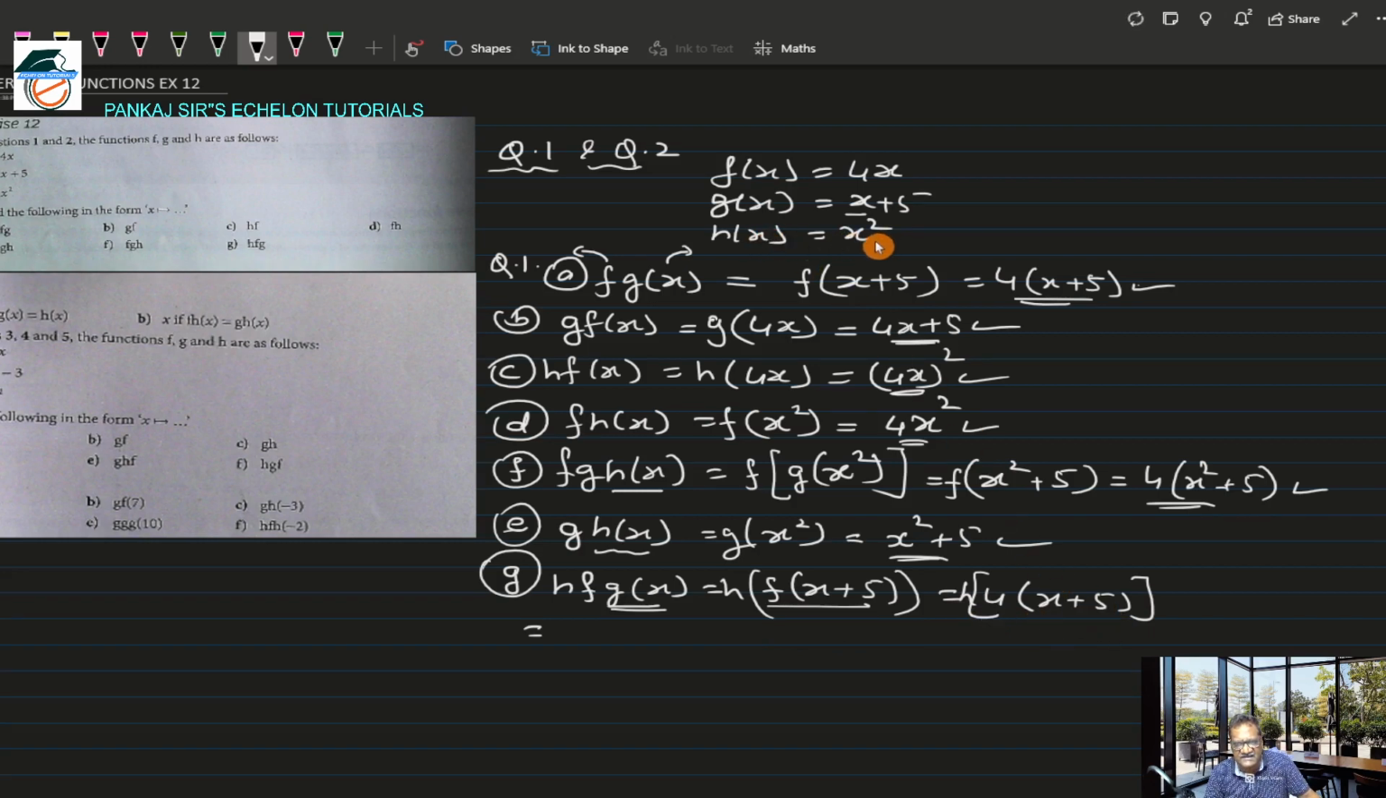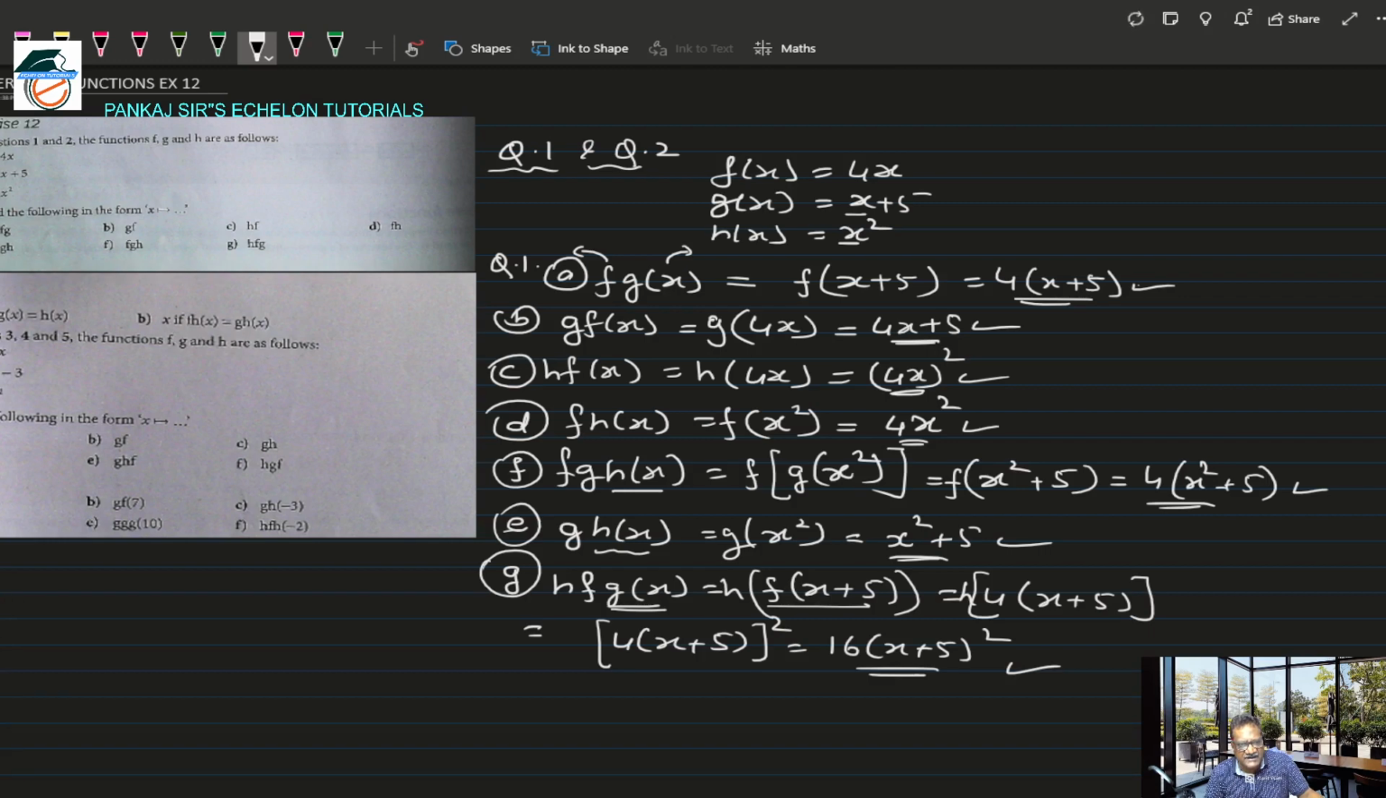Now h of x is x square. So in place of x, I'll put this entire thing: 4 into x plus 5, and the whole square. This will give me the answer as 16 into x plus 5, the whole square. So this is the answer for that last one, G. So we are done with question number 1, sub questions A, B, C, D, E, F, G. Let us start with question number 2 now.